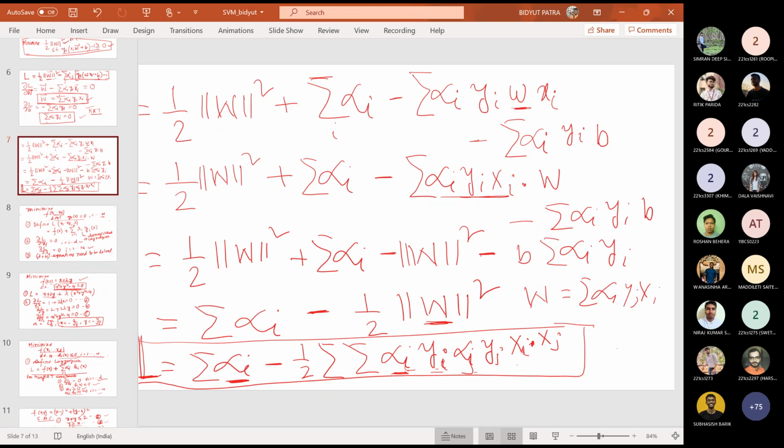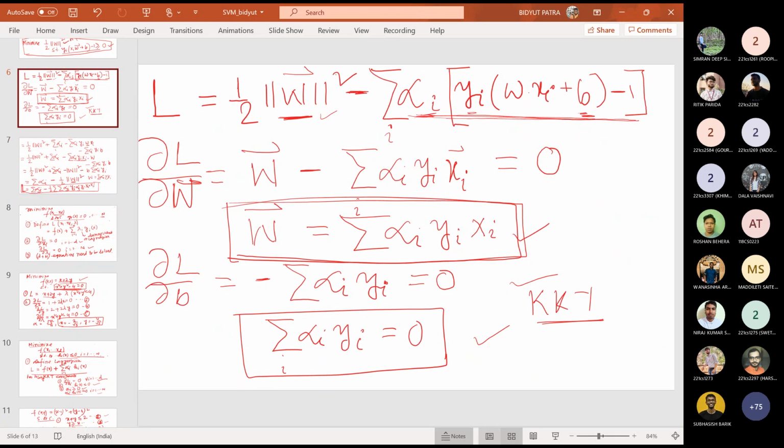So this is KKT's condition. Apart from this, alpha i into yi (w xi plus b) minus 1 should be 0, and this is for all samples, because i stands for each sample. So if you have a million samples, you will have a million equations. And obviously alpha i is greater than or equal to 0.